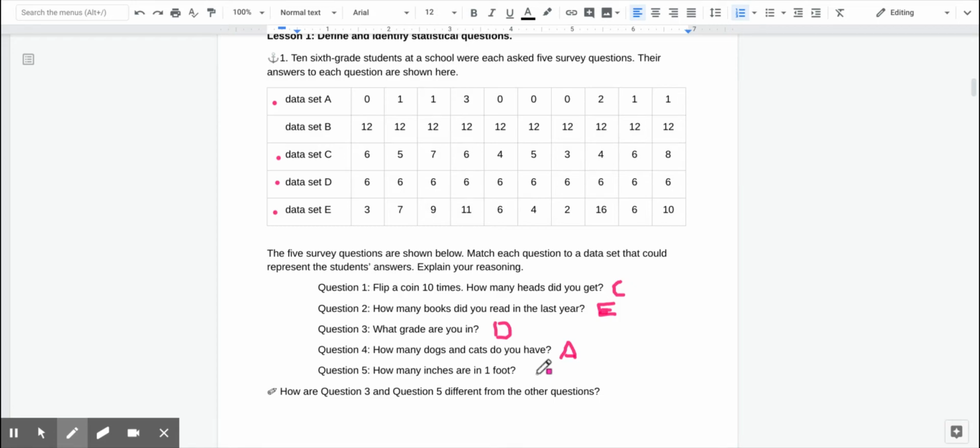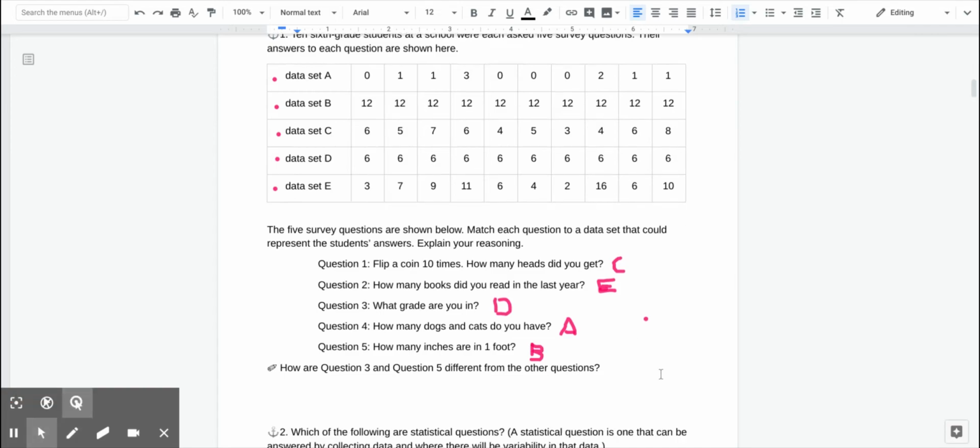candidate for a data set with dogs and cats. And finally, how many inches are in 1 foot? Well, that's 12 every single time. So that's going to be data set B. I noticed that question 3, what grade are you in, and question 5, how many inches are in 1 foot, are different from the other questions because you get the same answer every time.